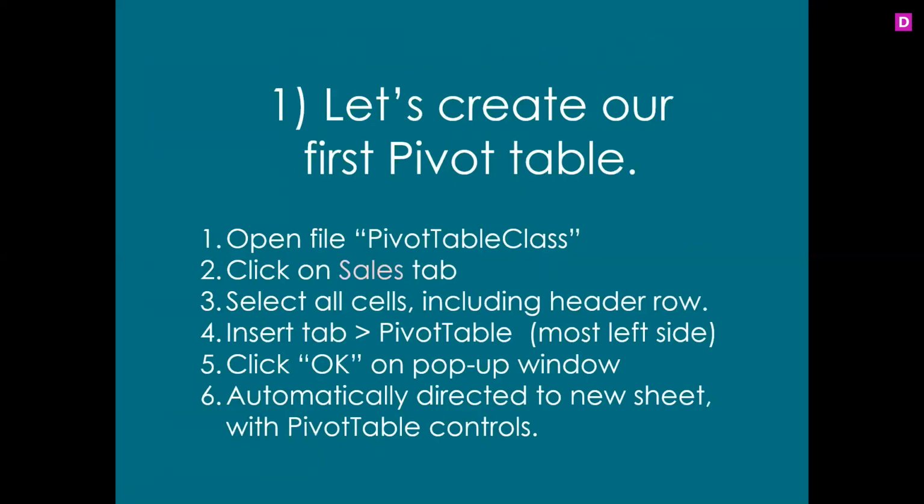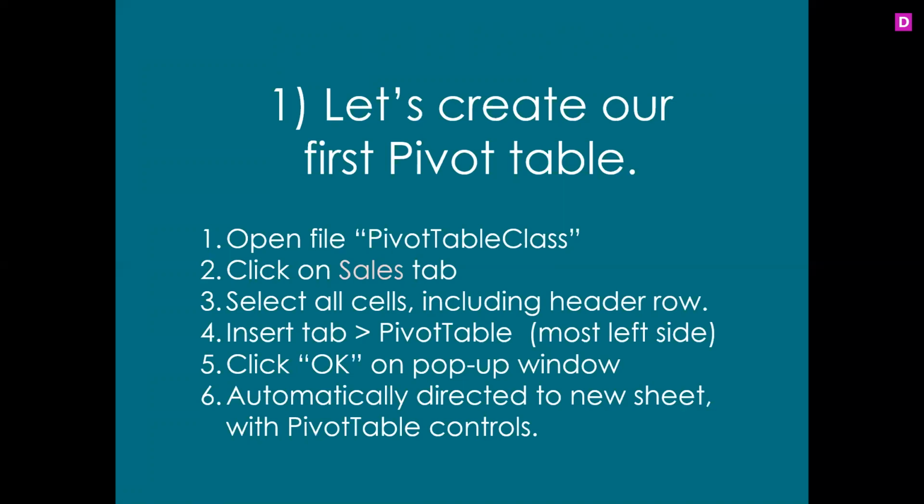Now, let's create our first pivot table. How do we create a pivot table? First, open the file, pivot table class. For example, our Excel file name is pivot table class, with a huge amount of data. It's available here. Then click on the Sales tab.